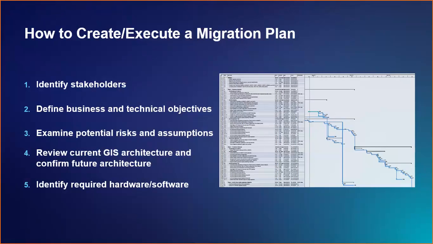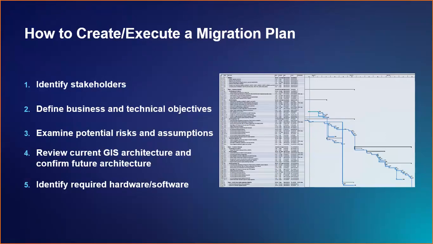Define business and technical objectives. Defining these objectives will help you keep track of the most important outcomes that will give you a baseline to measure the success of a project against. Another important step would be to examine potential risks and assumptions. By examining risks, it will give you an opportunity to explore the potential things that could go wrong and provide insight to ways to mitigate or remove such risk if or as they appear.